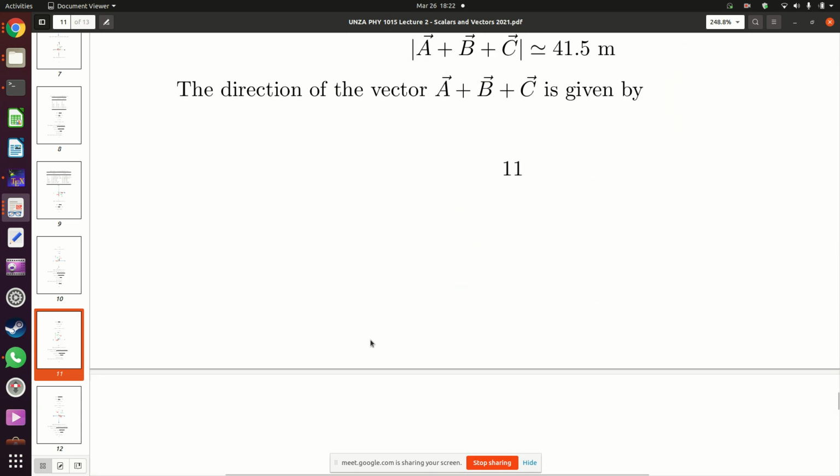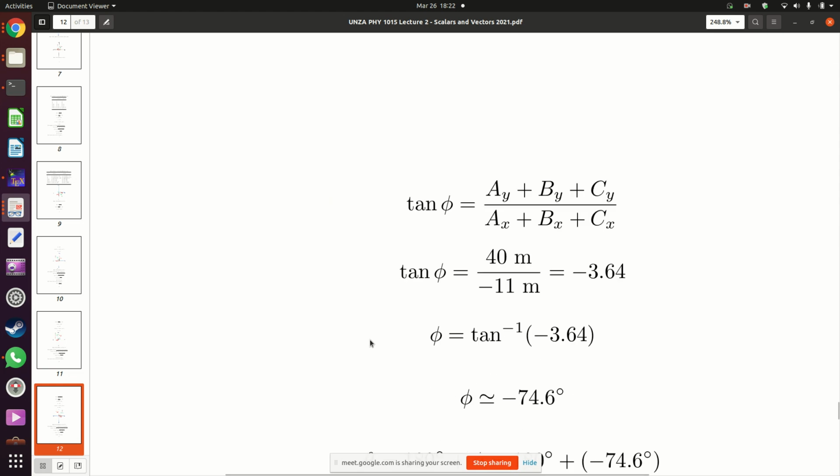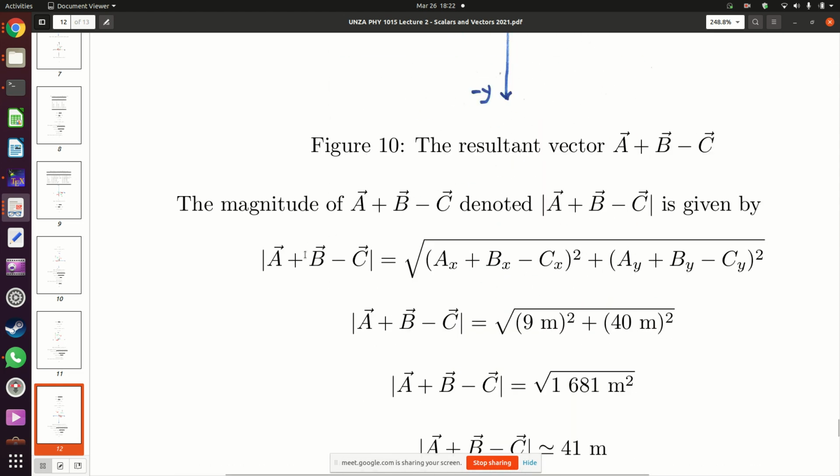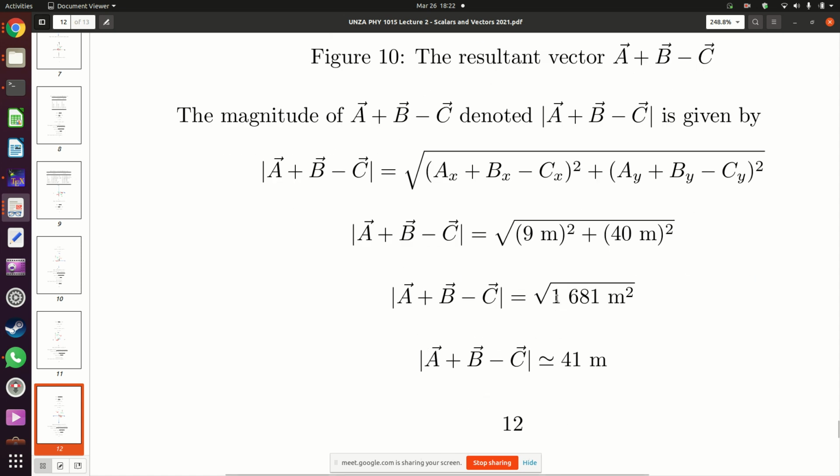So how are we going to find the size of this vector? Of course, like this. The size of A plus B minus C is going to be equal to the square root of how much is A plus B minus C along the x-axis squared plus how much is A plus B minus C along the y-axis squared, and that is 9 meters squared plus 40 meters squared, and that gives us 1681 meters squared, and if you square root that, you end up with 41 meters. So A plus B minus C has a size of 41 meters. So we know the size. Straightforward.